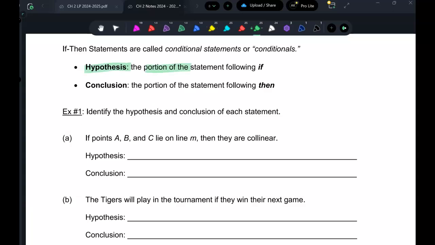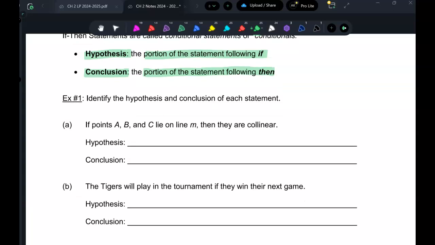Hypothesis, that's the portion following if, versus the conclusion, that's the portion following then. So again, we use our example: if you unload the dishwasher, unloading the dishwasher is your hypothesis. Then you can hang out with your friends. So the conclusion is you get to hang out with your friends. So we're going to identify the hypothesis and conclusion of the statement.